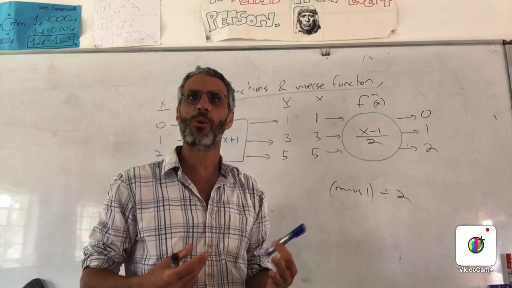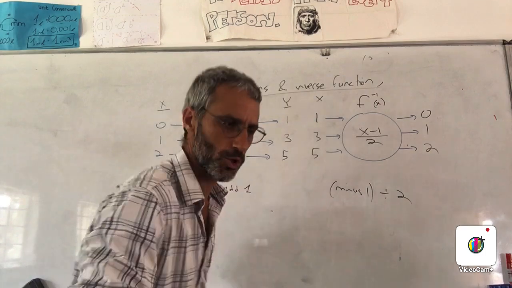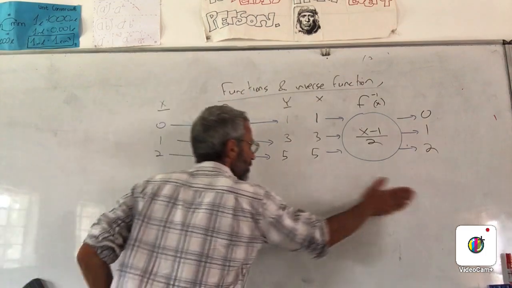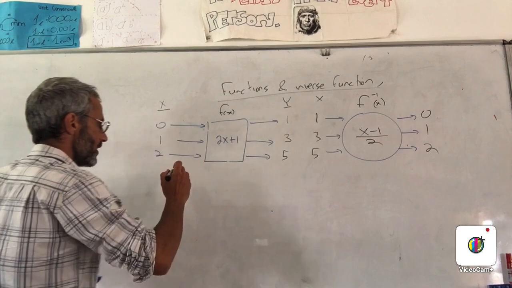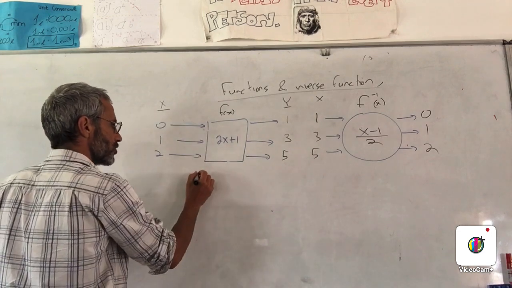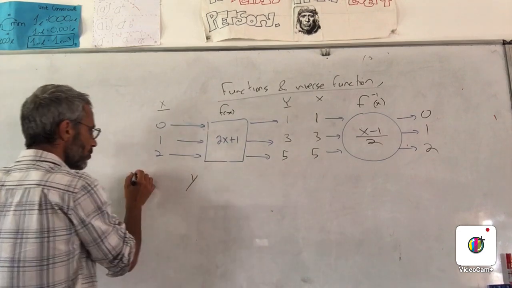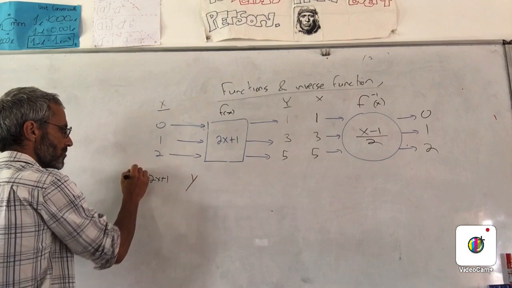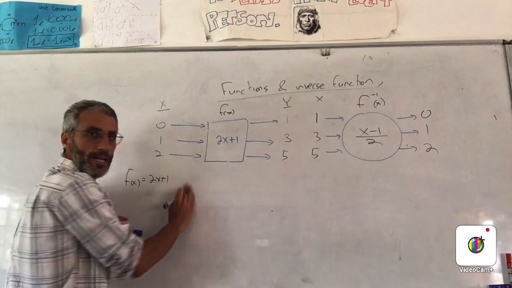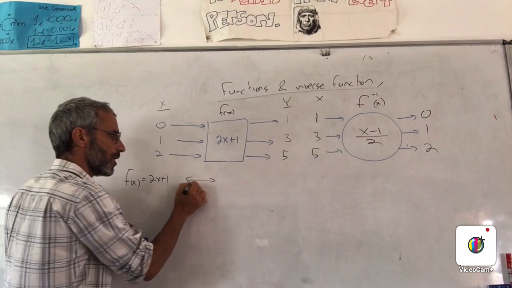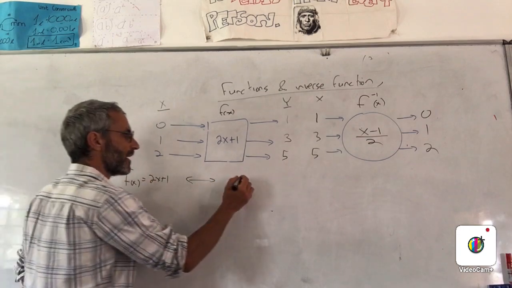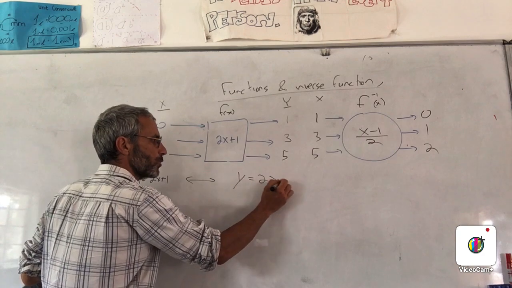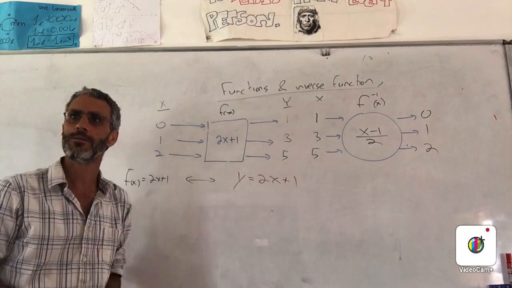Is there an easier way? 100% there's an easy way. I'm going to show you now. So the way to do it is we start with a function. Sometimes it will say f of x equals 2x plus 1. Sometimes you'll have a function written like that. That is exactly the same, equivalent. This is exactly the same as writing y equals 2x plus 1, right?